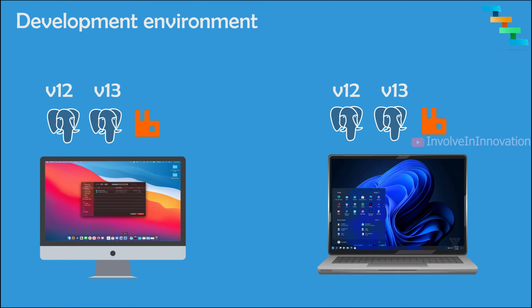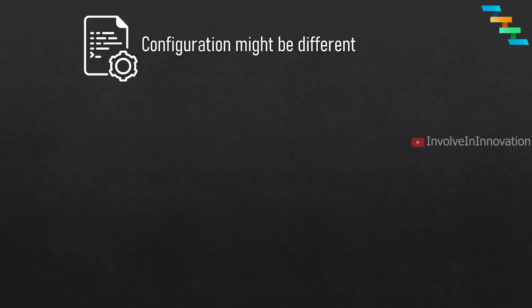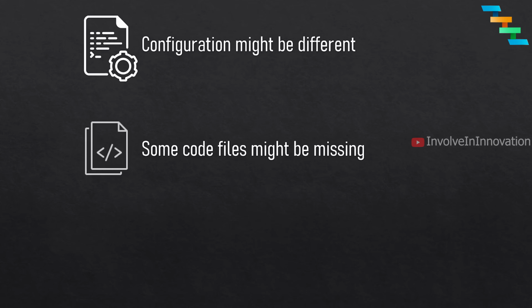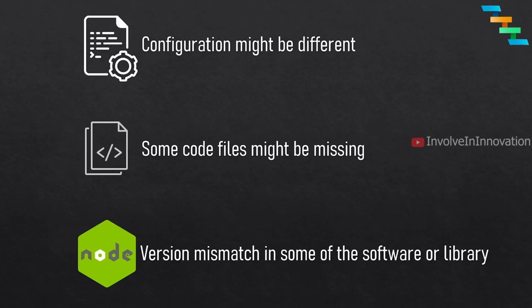Now, he pushes the new functionality to the testing environment. To everyone's surprise, the functionality is not working as expected in the testing environment, which was perfectly working in his local environment. This is another issue which can be solved with Docker. There are many possible reasons why the code which is working in his local system is not working as expected in the test environment. Configuration might be different. Some code files might be missing. There might be a version mismatch in some of the software or library.